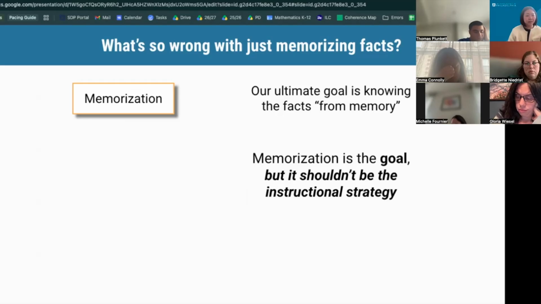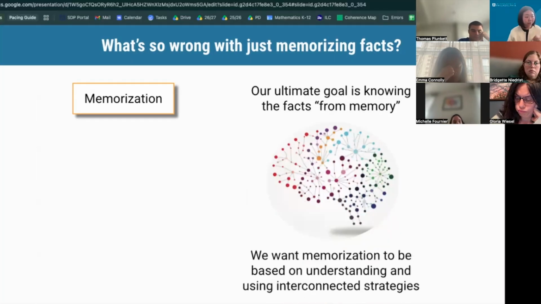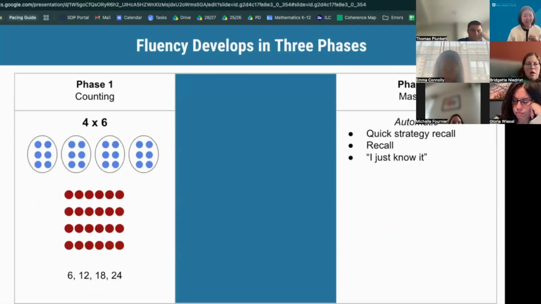But I want to go over today how we actually want to develop students' flexibility and number sense as well as appropriate strategy selection. So while we want memorization to be the goal, we want students' knowing of these facts to be based on their understanding of multiplication and equal groups. I'm going to go over what that looks like in the next few slides.